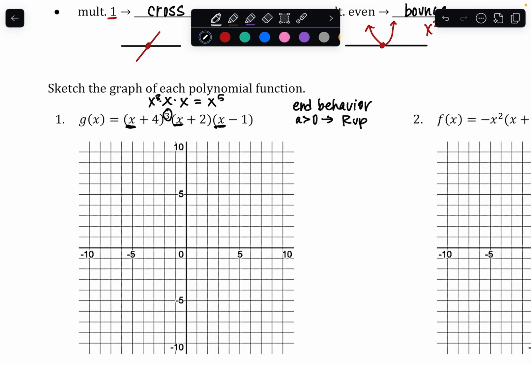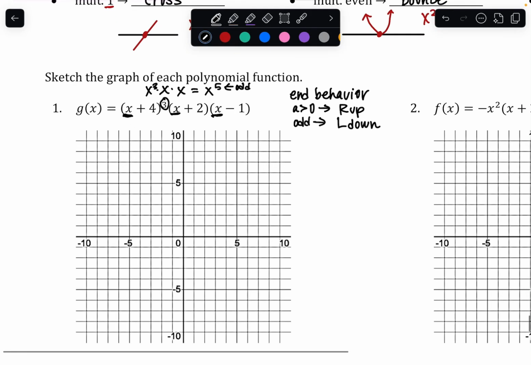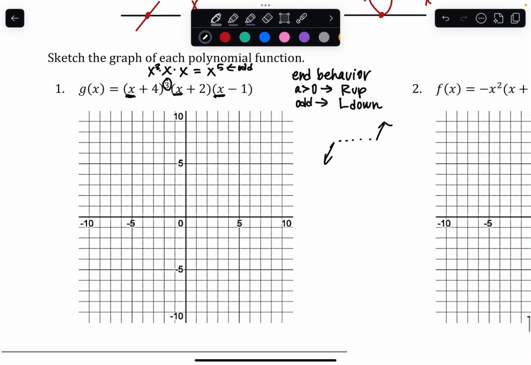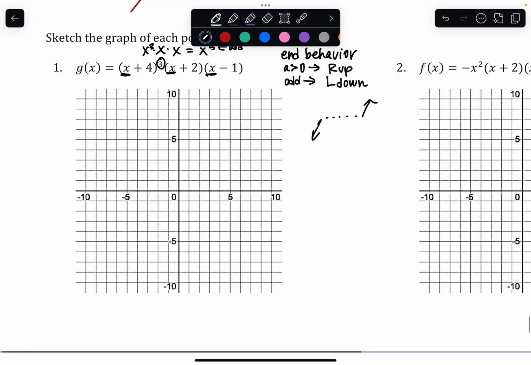And then because our degree is odd, it's degree 5, odd means that the left side is going to be opposite. So right side up, left side down, okay? And so we can picture the left side pointing down and the right side pointing up. We don't know what's happening in the middle yet, but we will, okay?